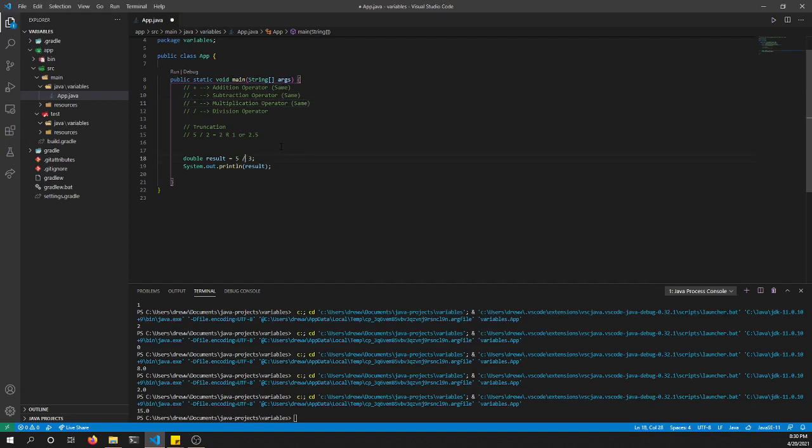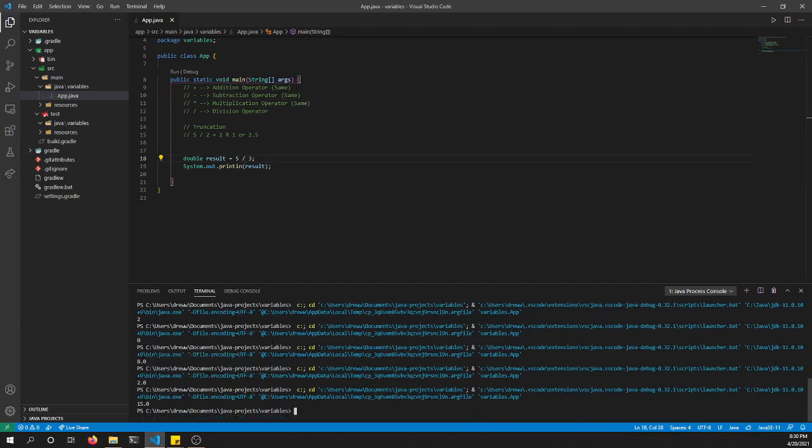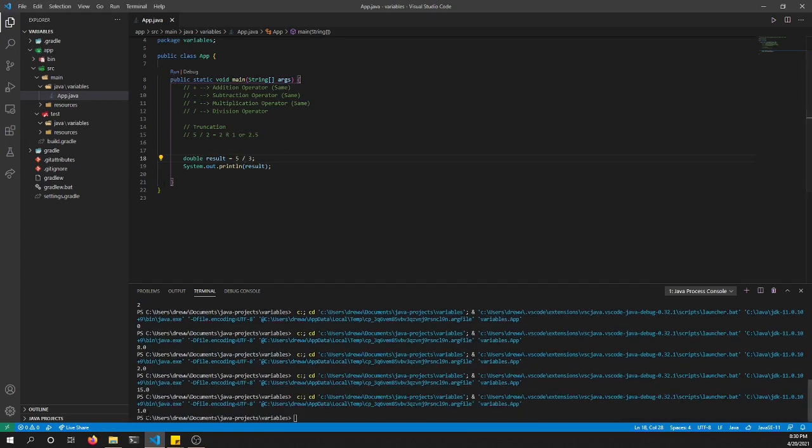Now let's see what happens with division. Oops. When I run this, I still get 1.0, which is not what we would expect. We're working with a double now. We would think, okay, if I'm working with a double, I should get the real answer, the whole answer. But that's not what happened. Here's why.